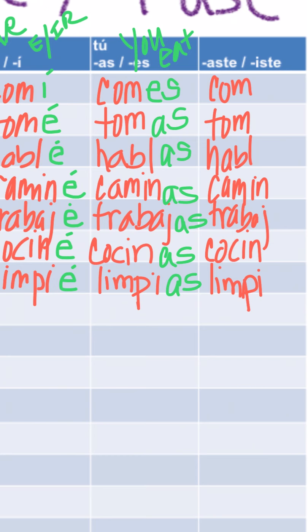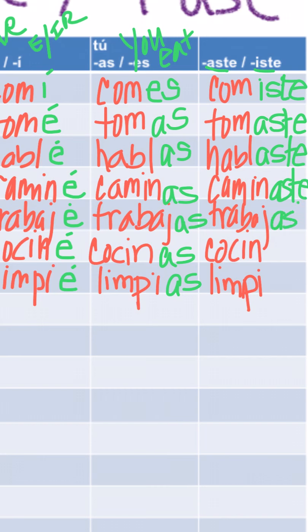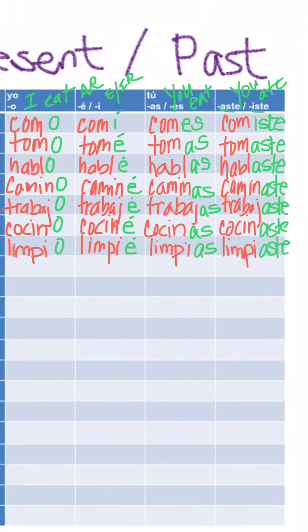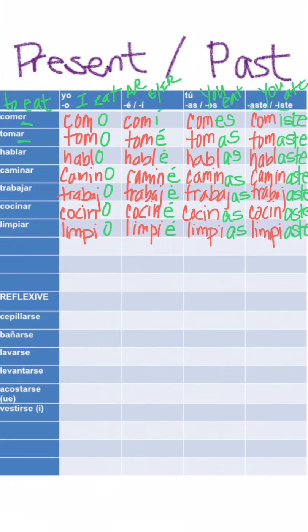And then I'm going to do the same thing in the past, paying attention to the endings. If it's aste or iste, comiste, tomaste, hablaste, caminaste, trabajaste, cocinaste, limpiaste. And now I have the past form, you ate, with our comer example. Now I have all of my conjugations for these regular verbs.